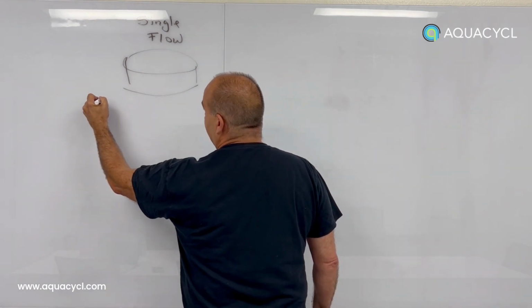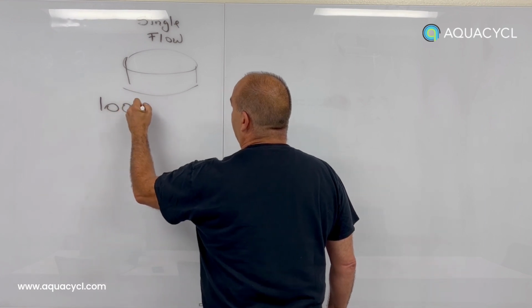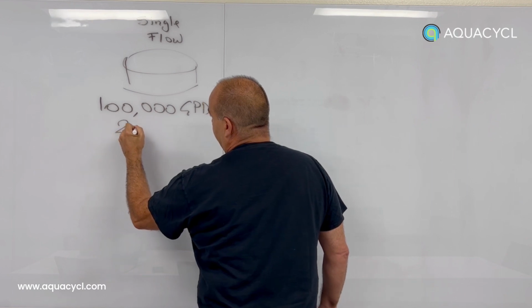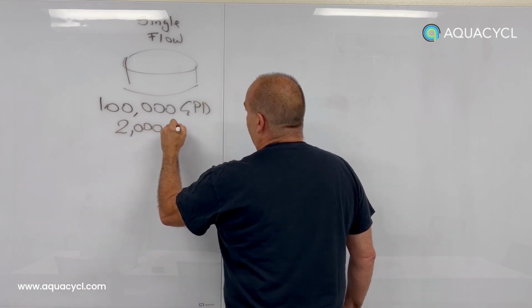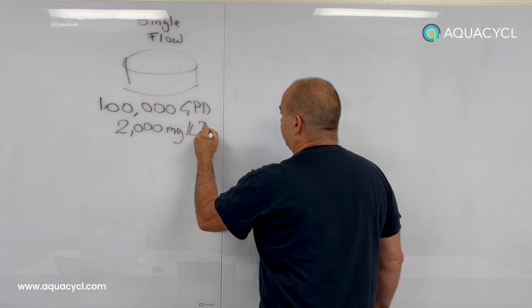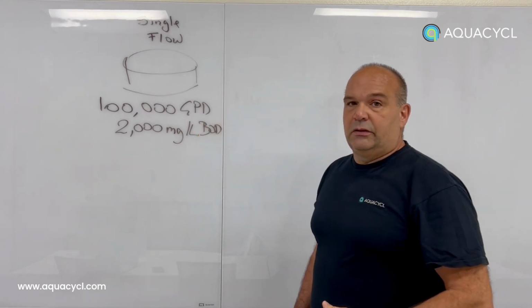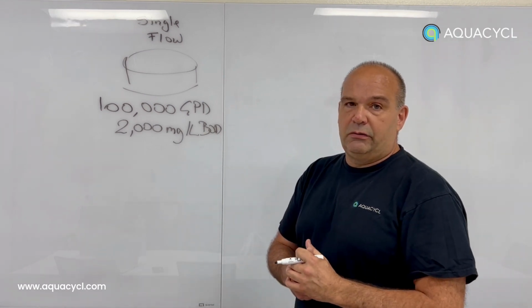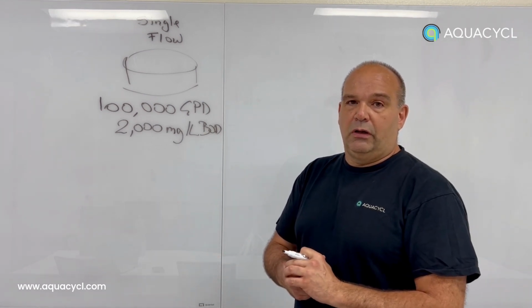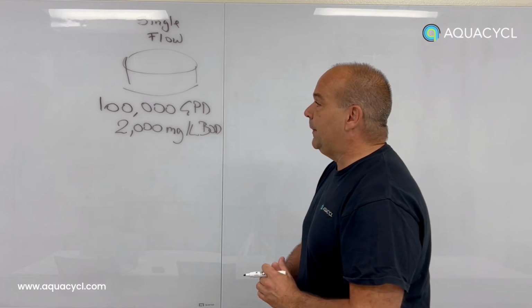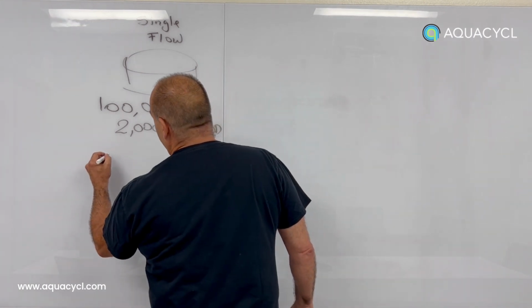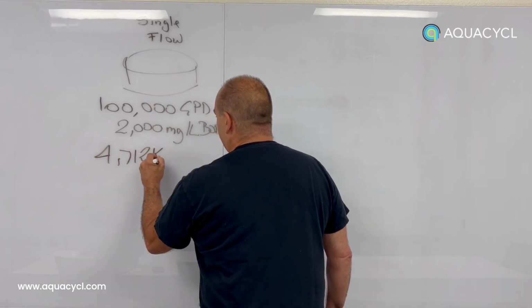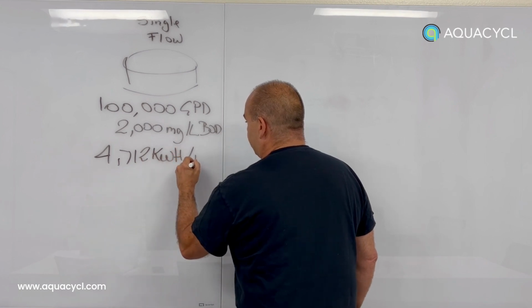Let's imagine that this flow is 100,000 gallons per day, and it has an average of 2,000 milligrams per liter, or ppm, of BOD. That would require, according to standard calculation, roughly 6 kilowatt hours per kilo of BOD, and that would sum to a total of 4,712 kilowatt hours per day.